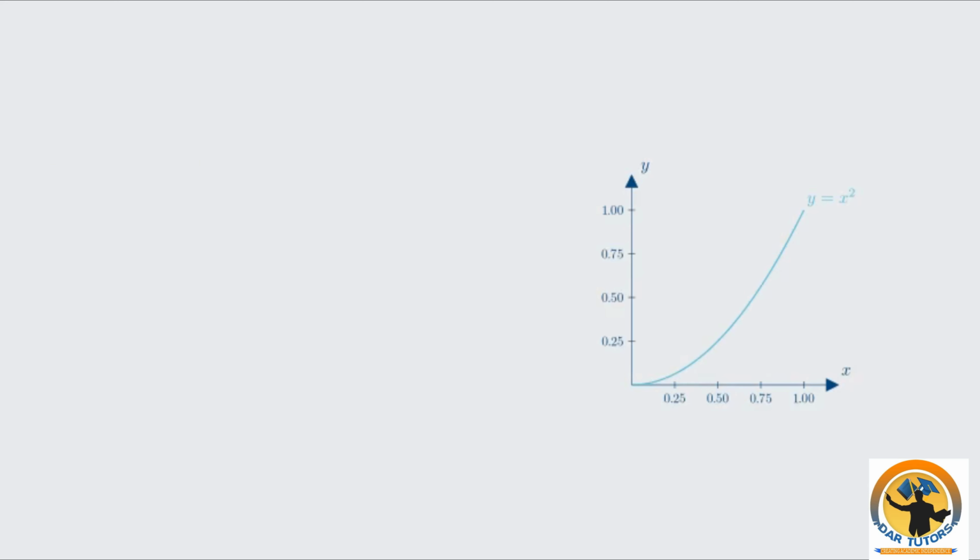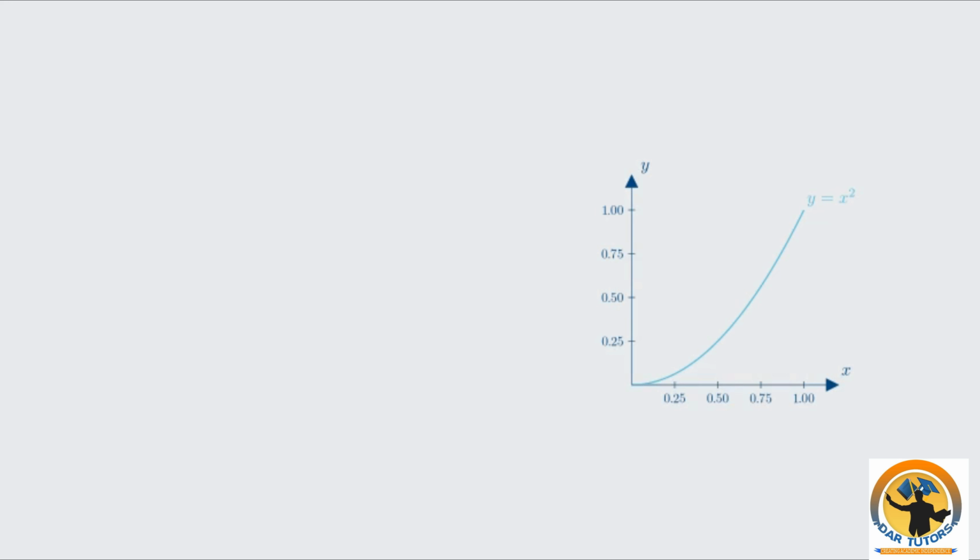Let's start with a very rough approximation. We can use a single rectangle to get a lower bound for the area. Consider this blue rectangle. Its base is the interval from 0 to 1, so its width is 1. Its height is the value of the function at the left endpoint, x equals 0, which is f of 0 equals 0. This rectangle has 0 area. This is clearly an underestimate.